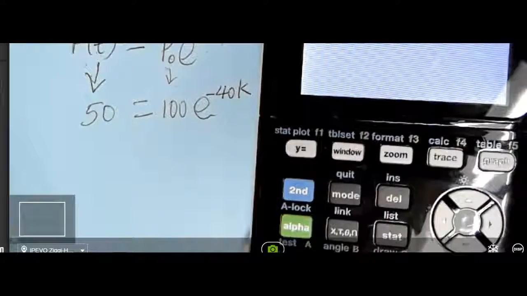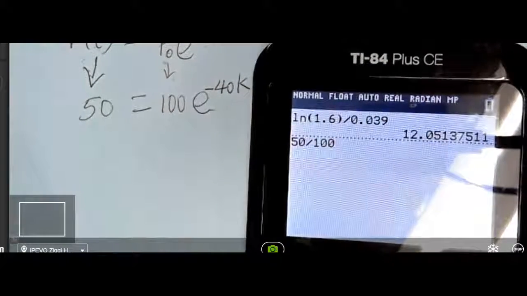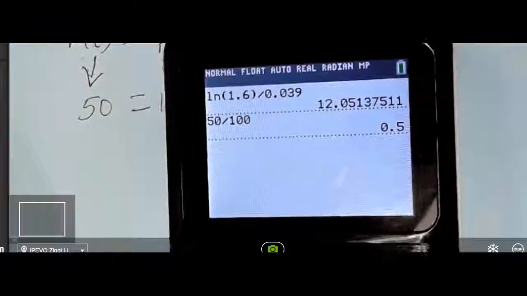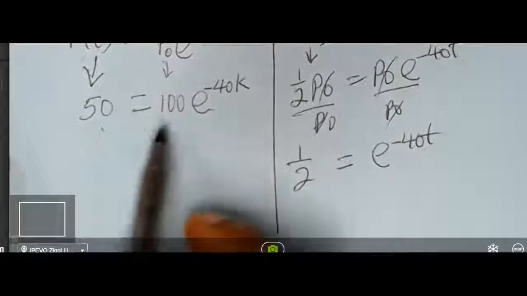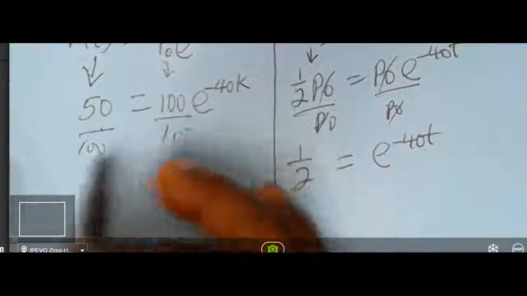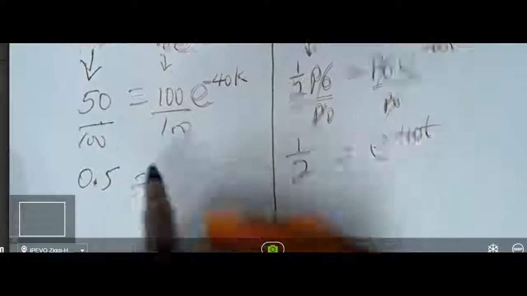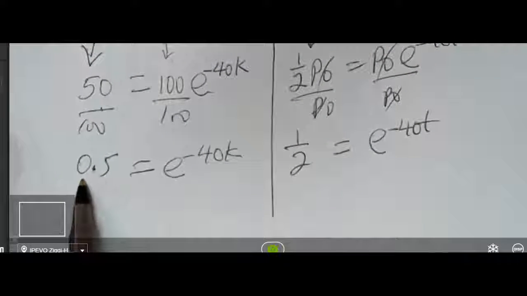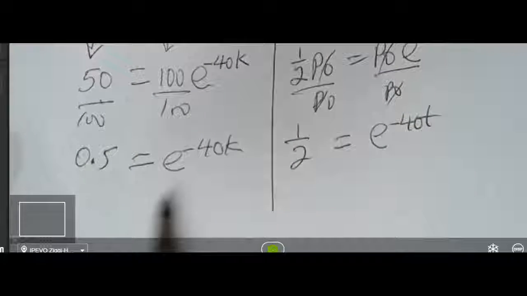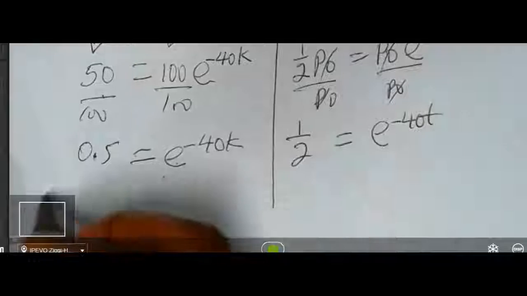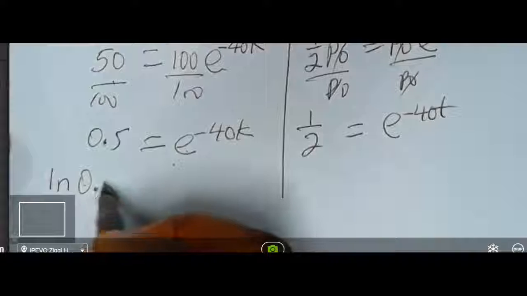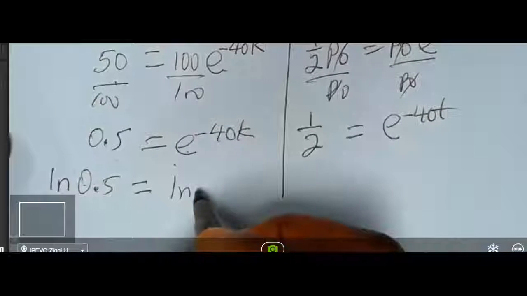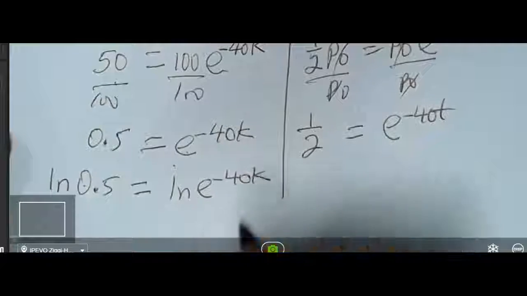So use your calculator, divide both sides by 100. So if we divide 50 divided by 100, that gives us 0.5, which is 1/2. Okay, so if we divide both sides by 100, that will make this 0.5 equals E to the negative 40K. So either way, you get the same expression. 0.5 is 1/2, whether you work with the fraction. So, all right. Now we can take the natural log of both sides. Natural log of 0.5 equals natural log of E to the negative 40K.